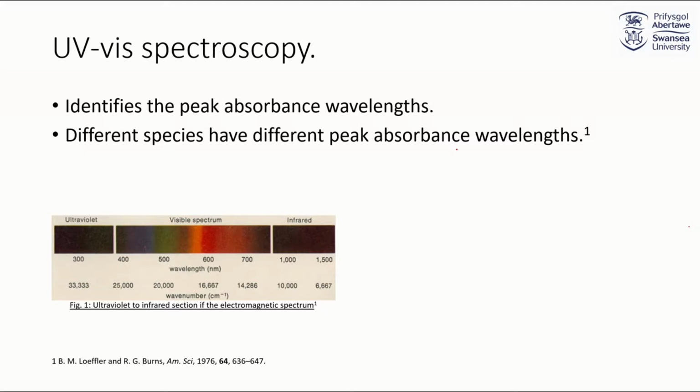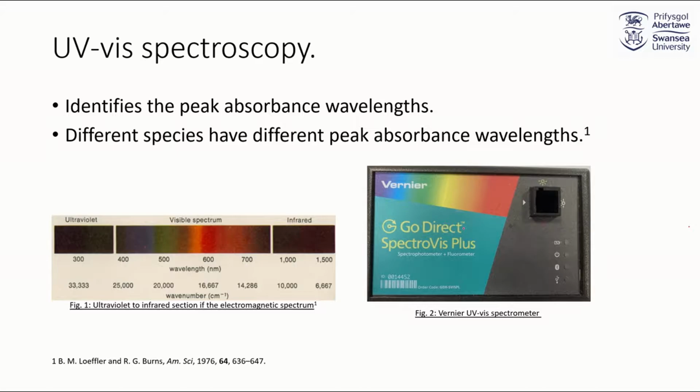The peak absorbance wavelengths will be found within the visible light spectrum, and this can be done using a Vernier UV-vis spectrometer where the samples that are measured are loaded into a 1 centimeter cuvette.